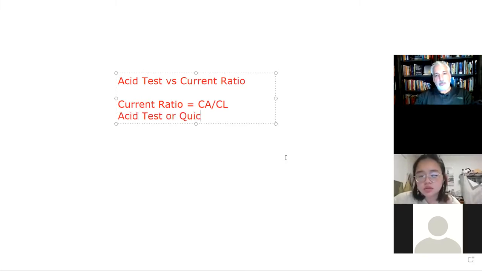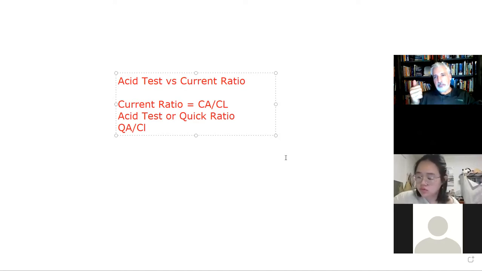When you get to the acid test or quick ratio, same name for this or different name for the same thing, you have the quick assets over current liabilities. So what's a quick asset? Well, very liquid. Cash is a quick asset. You're going to turn that over pretty quick. Accounts receivable, pretty quick. Even inventory is fairly quick. But you got some things in current assets that are prepaid insurance. That's going to drag on. I mean, you want the liquid stuff in your current assets.